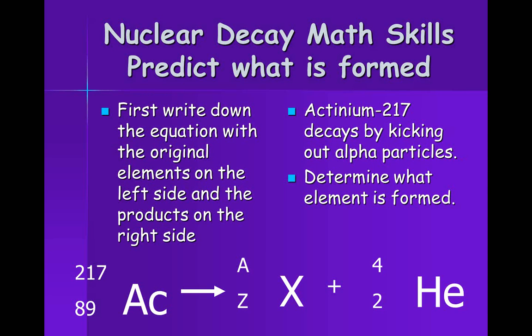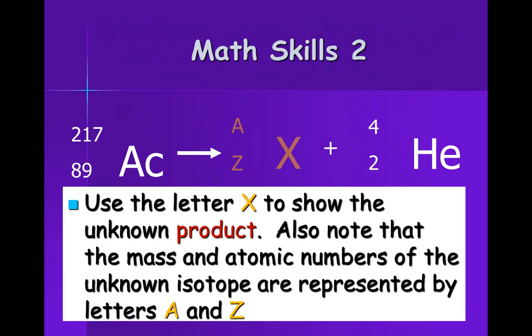Here's how you predict what's going to be formed in radiation. The formula down below is what we call a chemical formula. It gives you what you start with and what you end with. First, you write down the equation with the original elements on the left-hand side and the products on the right. Use the letter X, X to the A to the Z, to show these are unknowns, and we're going to be filling in these unknowns.